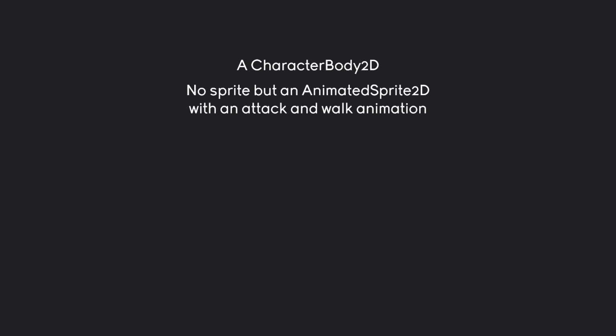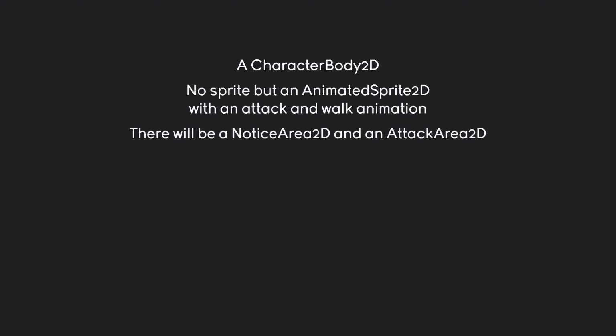The next enemy we are going to work on is going to be the bug. And the bug is going to be fairly similar compared to the scout. Let's go through what we are going to do. We have to start with a character body 2D. This should be fairly straightforward. To display the bug though, we are not going to use a sprite, but rather an animated sprite 2D. This one is going to get an attack and a walk animation.